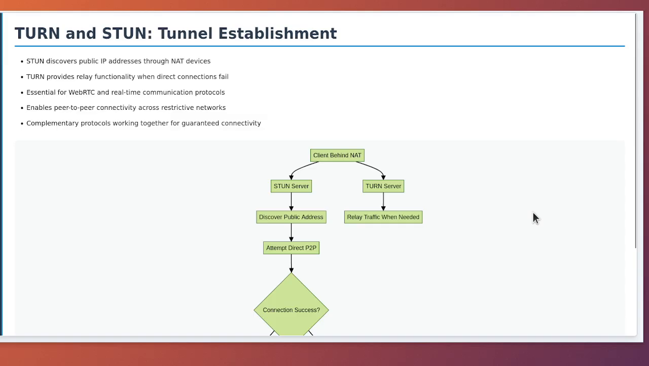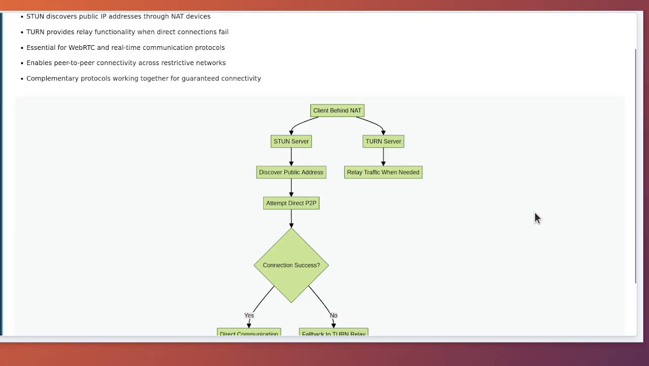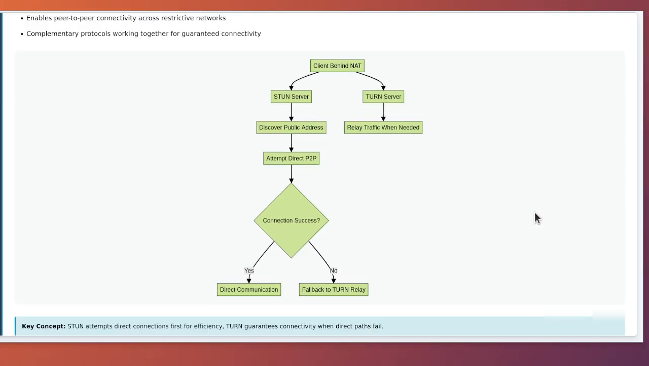Today we're diving deep into one of the most critical components of real-time communication on the internet: TURN and STUN protocols. These protocols are the unsung heroes that make video conferencing, voice calls, and peer-to-peer communication possible across the modern internet. Without these technologies, applications like Zoom, Microsoft Teams, WebRTC-based applications, and countless other real-time communication tools would simply fail when users are behind NAT devices or firewalls, which is the reality for the vast majority of internet users today.